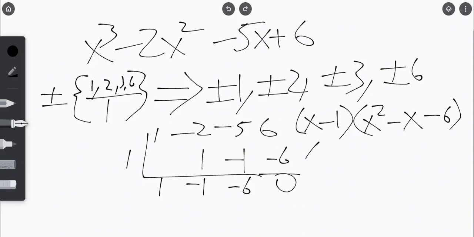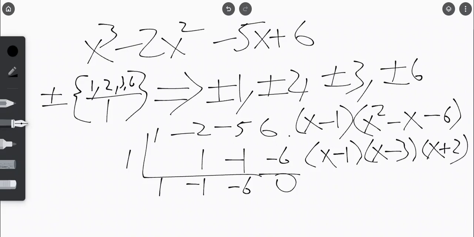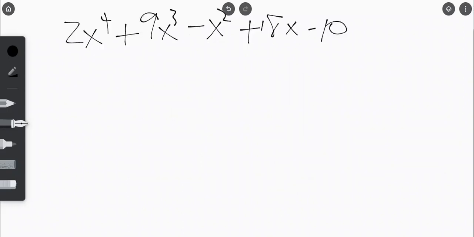This can be further factored. And this factors into x minus 3 times x plus 2. And now we're done. We have factored it completely using the rational root theorem and synthetic division. So now let's practice again. 2x to the 4th plus 9x cubed minus x squared plus 18x minus 10. And we're asked to factor it completely.